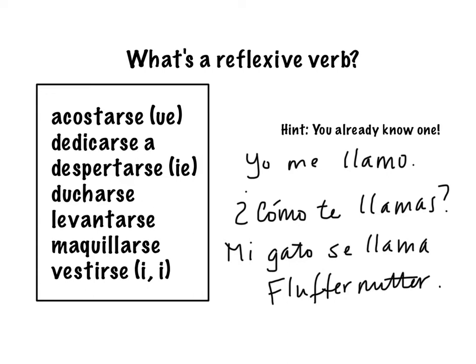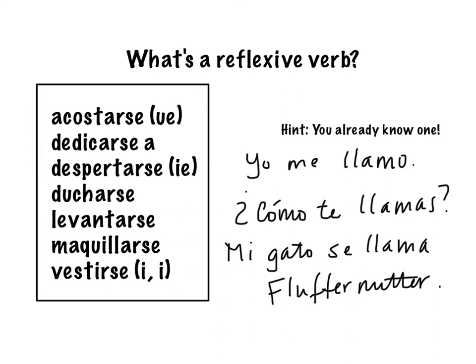But here are some others. Acostarse, which means to go to bed. Remember, that's a stem changer in the present tense. Dedicarse a, which means to do something for a living. Despertarse, to wake up, another stem changer. Ducharse, which means to shower. Levantarse, which means to get up. A little bit different than waking up.